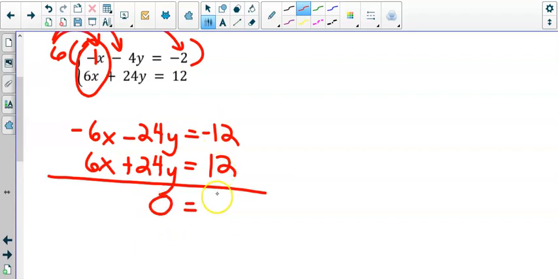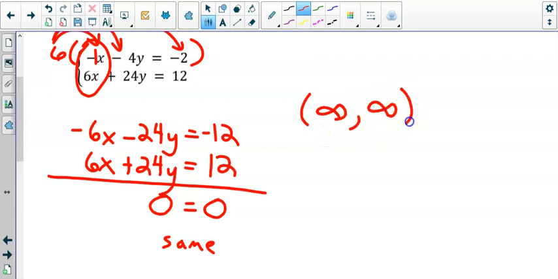What happens over here? Everything canceled out. I'm left with 0 equal to 0. What does that mean for us? That means it's an infinite solution. Good. Because these are the same numbers. When your variables cancel out and you're left with the same numbers, like what we have here, that means our solution is infinite, comma, infinite.